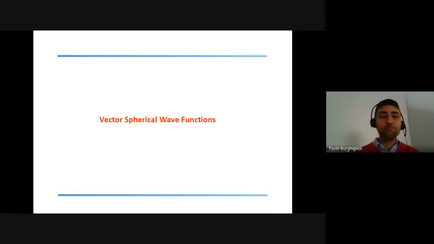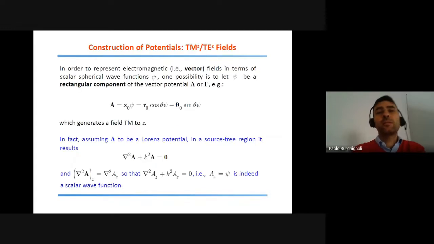Now let us introduce the more complex vector spherical wave functions, which are needed because we wish to deal with electromagnetic fields, which are vector fields. In order to represent any electromagnetic vector field in terms of a scalar spherical wave function, one possibility is to use those scalar wave functions as one of the rectangular components of the vector potential, because you know the electromagnetic field can be expressed in terms of vector potentials, A, the magnetic potential, or F, the electric potential.